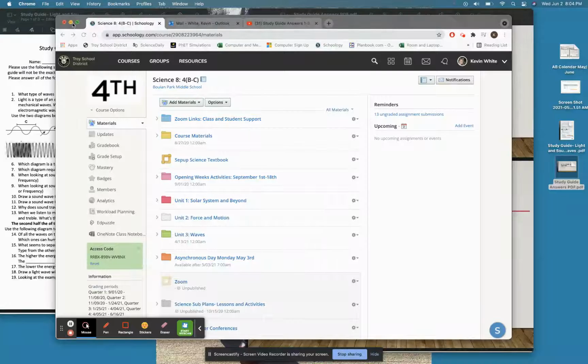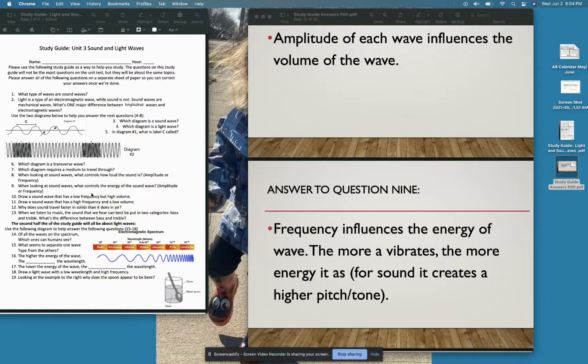All right, so thinking back to question number 9, looking at this idea here, right? So when you're looking for sound waves, what controls the energy? Well, that's the frequency. The faster that something vibrates, the higher the pitch is, the greater the amount of energy that sound will have. So if you think back to when I played those sounds in class that were really high pitched, it kind of hurt your ears. Well, it's because those sound waves have a lot of energy.